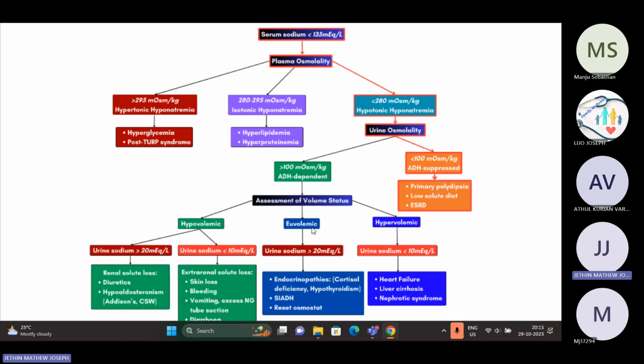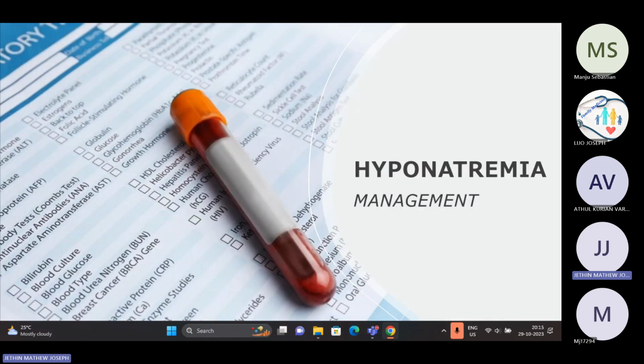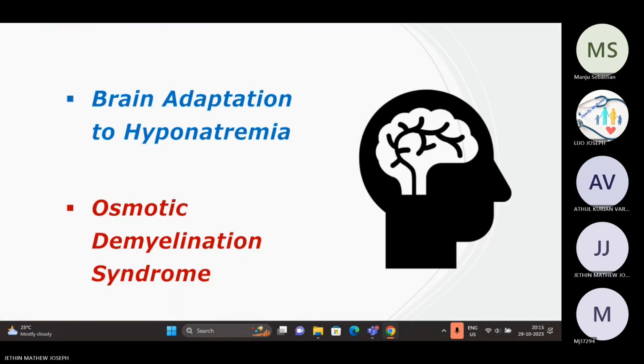Under euvolemic hyponatremia, urine sodium will be high, more than 20. Examples of euvolemic hyponatremia are endocrinopathies like cortisol deficiency, hypothyroidism, and SIADH. In hypervolemic hyponatremia, urine sodium will be less than 10. Examples of hypervolemic hyponatremia are heart failure, liver cirrhosis, and nephrotic syndrome. Having summarized the first class, we'll move on to management of hyponatremia.